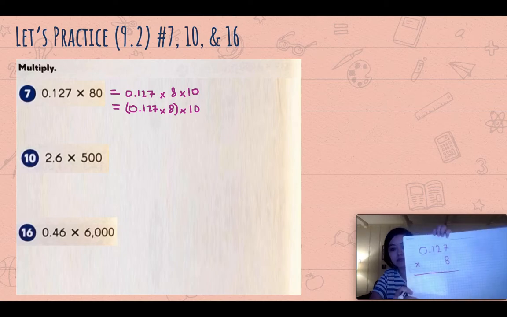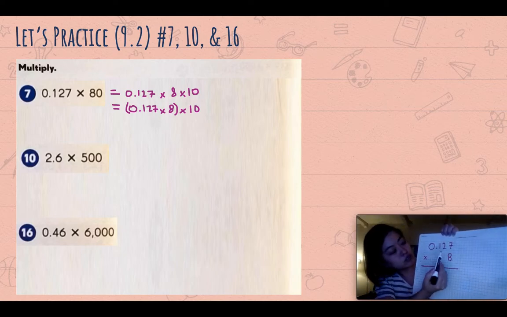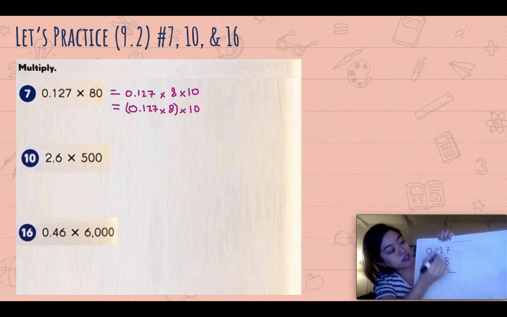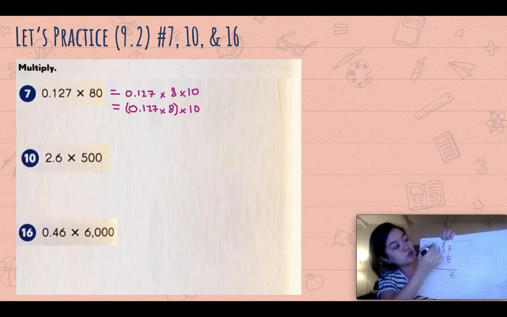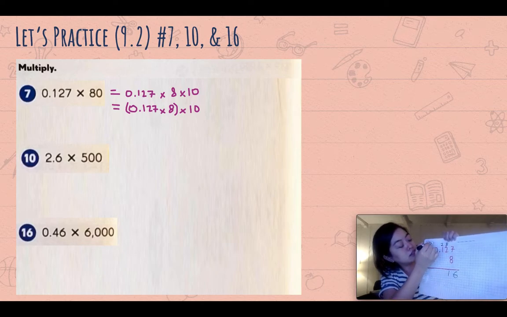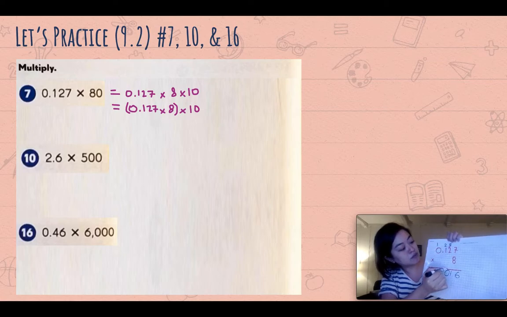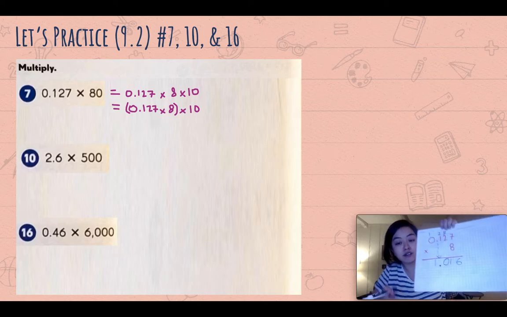So 0.127 times 8, let's do 7 times 8, which is 56. 8 times 2 is 16, plus 5 is 21. 8 times 1 is 8, plus 2 is 10. 8 times 0 is 0, plus 1 is 1. And then I'm going to drop the decimal point in the same spot, right here.